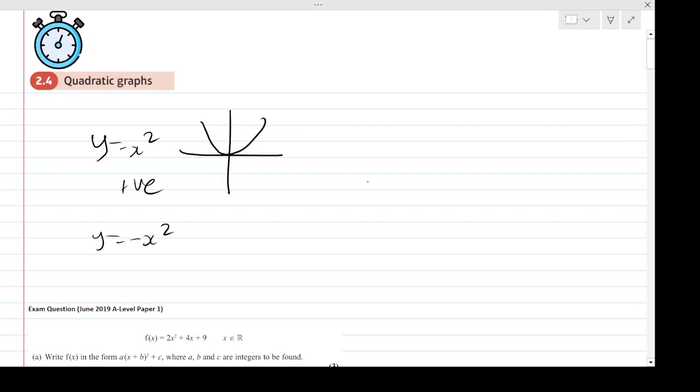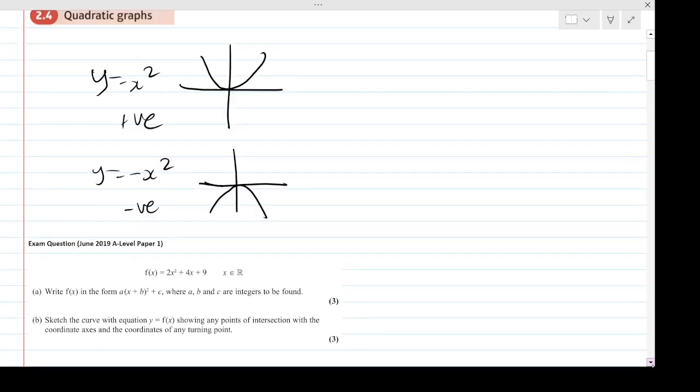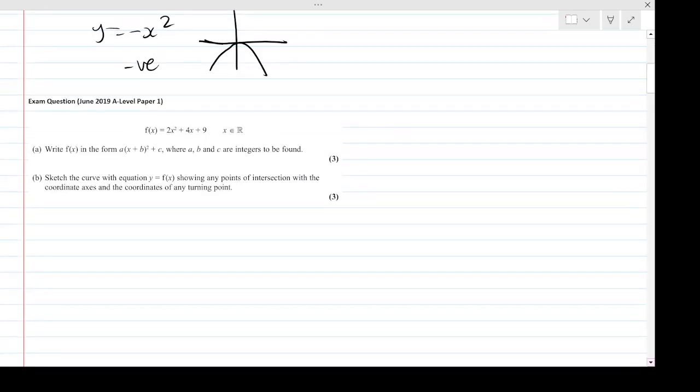Hello, so we need to be able to sketch quadratic graphs. Firstly, if you have y is x squared, it's going to look like a smiley shape because the coefficient is positive. And then if you have negative x squared, it would be looking like a frowny shape, right? So it would look like that, and it'd be negative, right? So we need to consider the shape of the quadratic, if it's positive or negative, smiley or frowny.